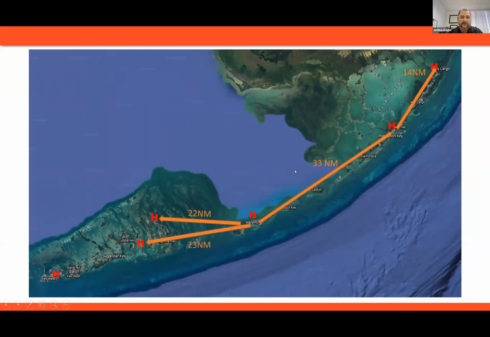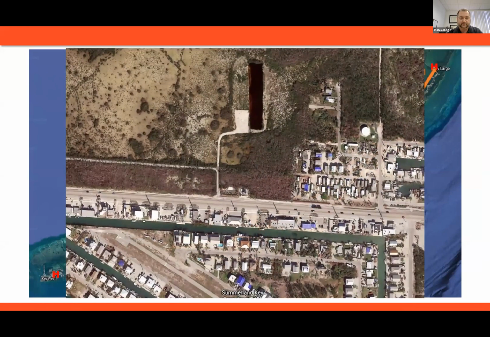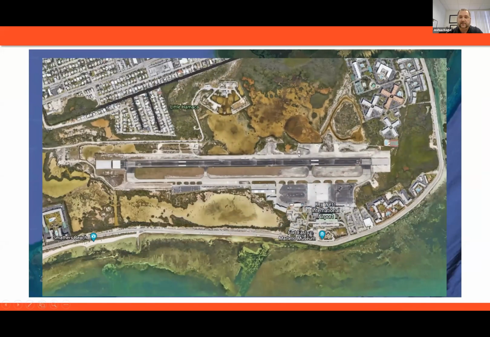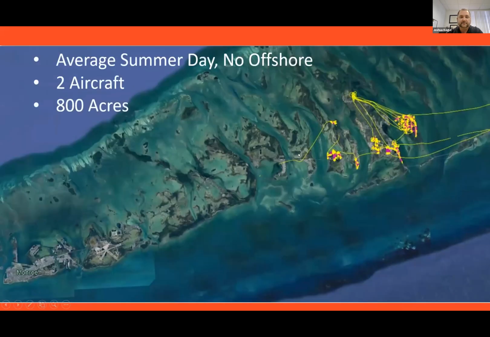Continuing on to our next location is Summerland Airport we operate out of. That's an additional 23 miles down. And then finally down to Key West will take us another 20 miles. So again, going from our central location down to our southernmost point can take a good 35 to 45-minute flight. And this is Key West Airport, which we often operate out of.